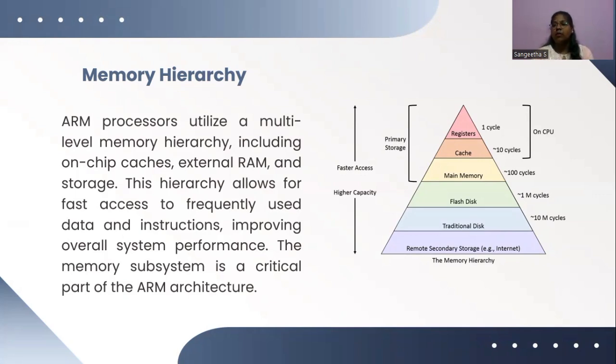The register and cache are together on the CPU, and the primary storage memories are register and cache. If we go from remote secondary storage to the register, the access will be faster in the register compared to secondary storage. But the capacity in the registers will be very low compared to the secondary storage. So in a pyramid, when we go in increasing order, the access will be faster. When we go in decreasing order, the capacity will be higher.